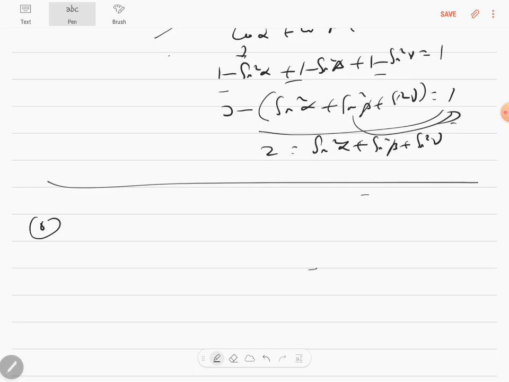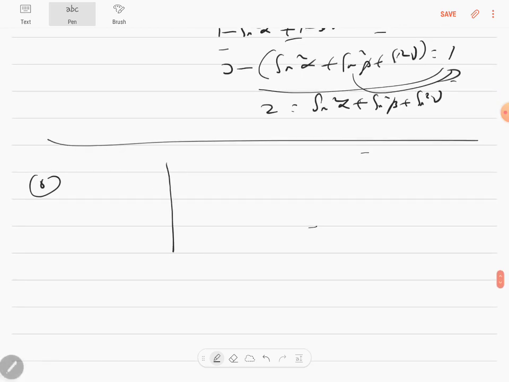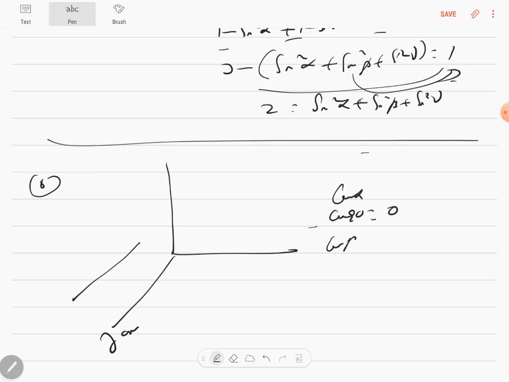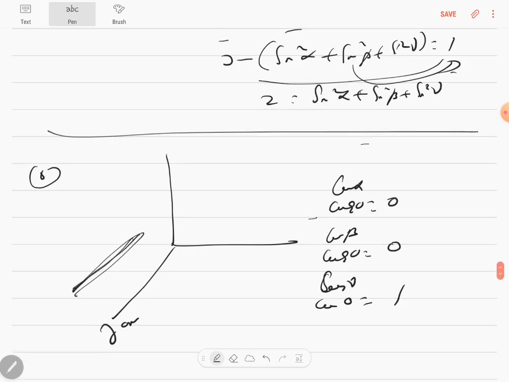Find the DCs of the line parallel to the z-axis. Supposing there is a line which is parallel to the z-axis. This is the z-axis. A line parallel to the z-axis will definitely be perpendicular to the x-axis and y-axis. Cos alpha is the angle it makes with the x-axis, which is 90, so cos alpha is cos 90, which is 0. Cos beta is the angle with the y-axis, cos 90, which is 0. Cos gamma will be cos 0, which is 1, because the line is parallel to the z-axis.